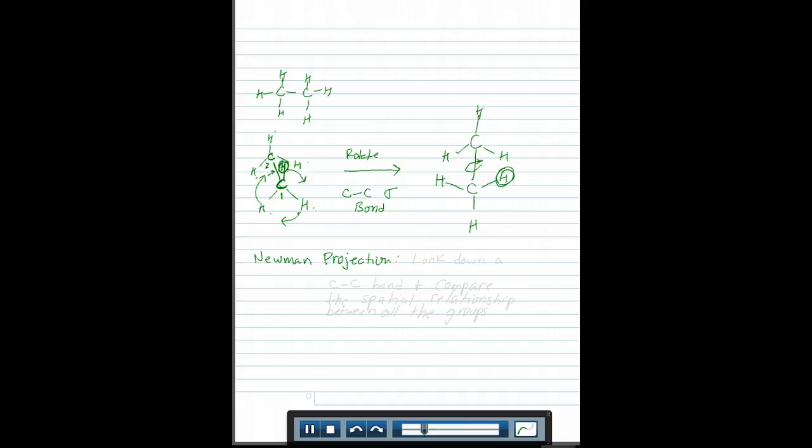Right, the Newman projection, I thought I would just write it out to save time. Basically, a Newman projection is where you look down a carbon-carbon bond and compare the spatial relationship between all of the groups. So it's a different way of viewing these molecules. Okay, so I'll show you what the Newman projection is.